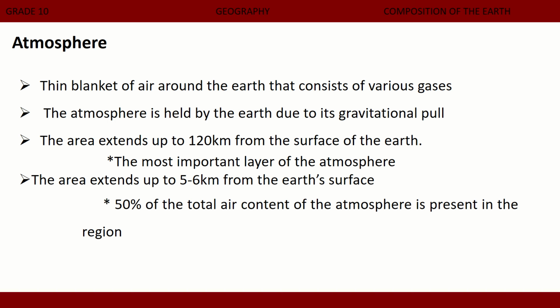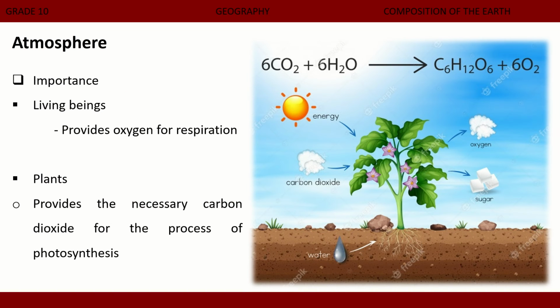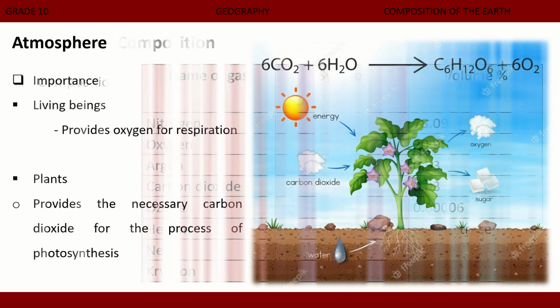50% of the total air content of the atmosphere is present in the region that extends up to 5 to 6 kilometers from the Earth's surface. The atmosphere is very important for the existence of living beings. Especially for living beings, it provides oxygen for respiration. And for plants, the atmosphere provides the necessary carbon dioxide for the process of photosynthesis.